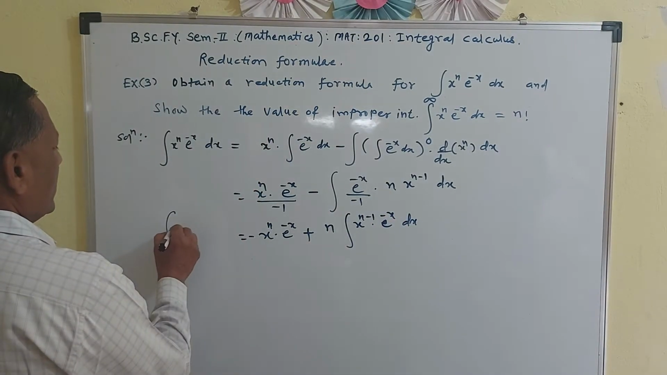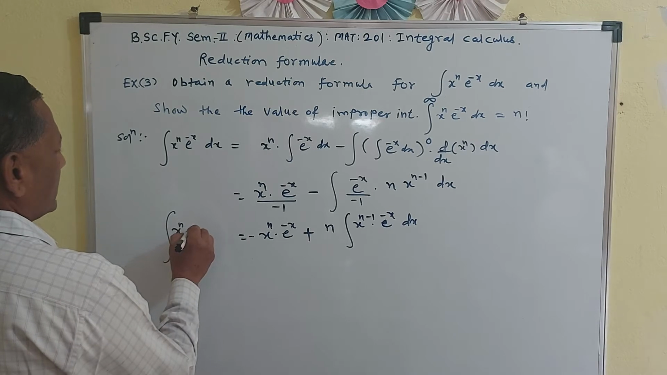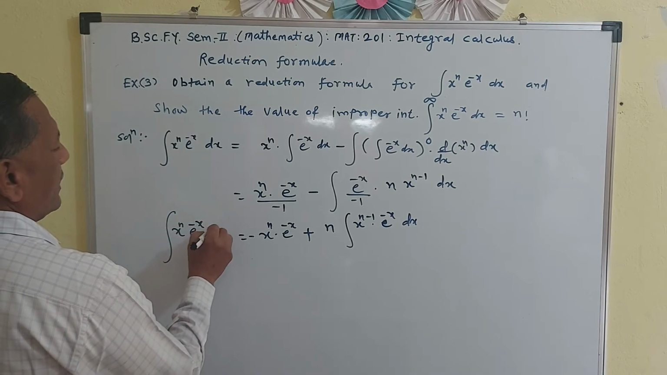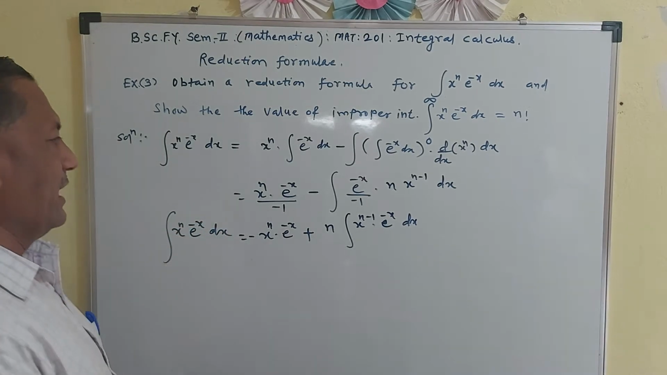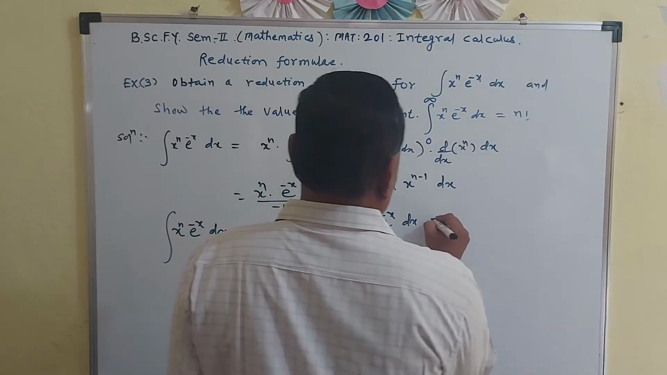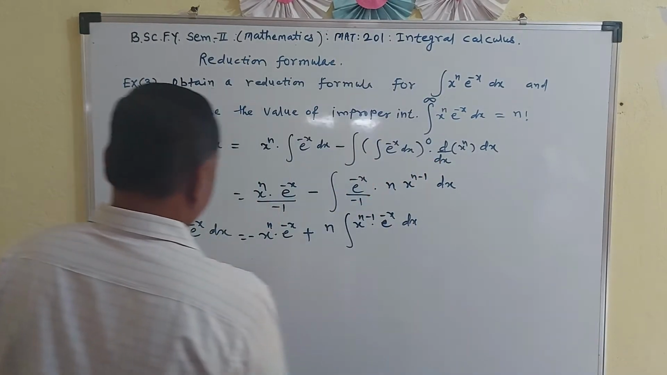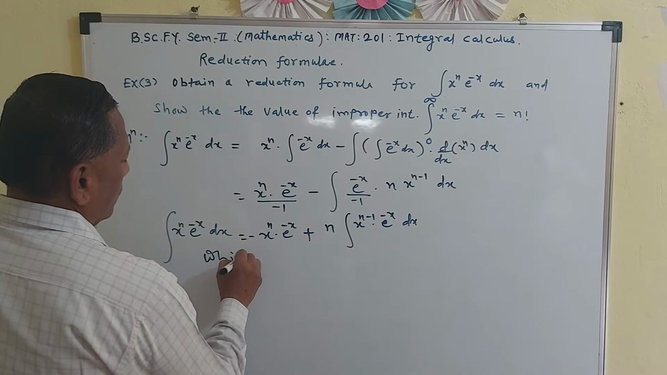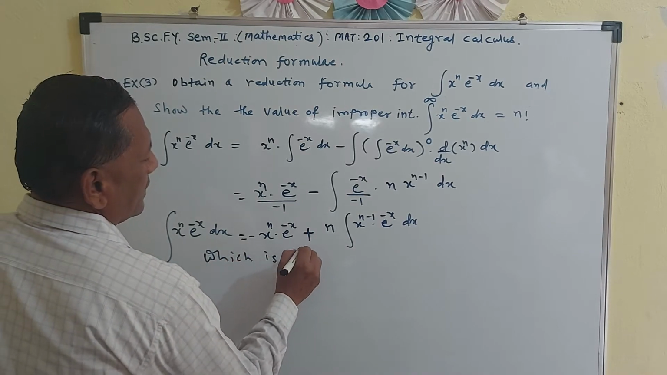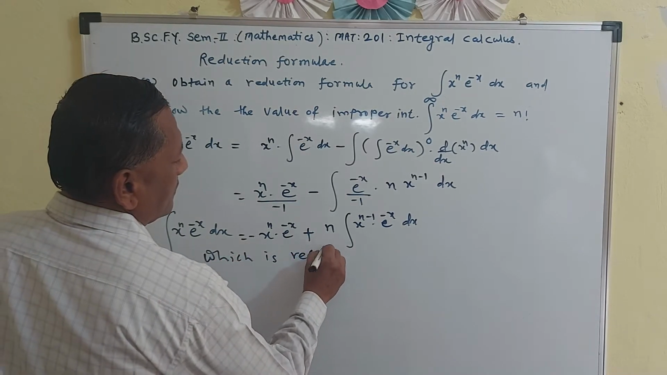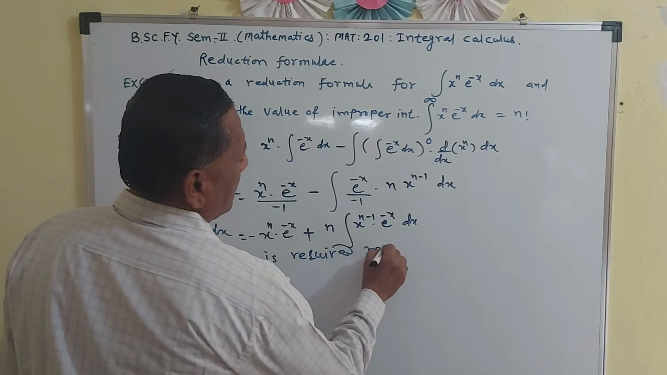So this is the reduction formula of x raised to n into e raised to minus x dx, which is the required reduction formula.